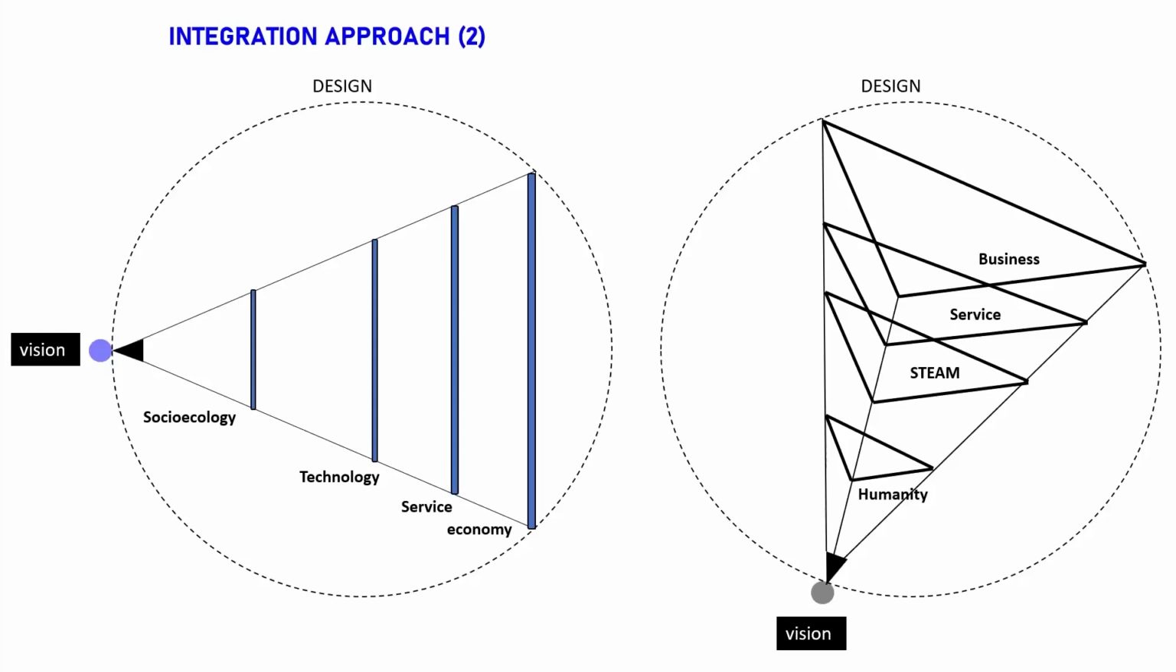So now we have clearly stated our vision. When we work toward our vision, we look at things from sociology, humanity, STEAM, technology perspectives, and service and business, which is even bigger, is economy. So we look at things through this lens. That is the approach by which we put these four specialisms together.